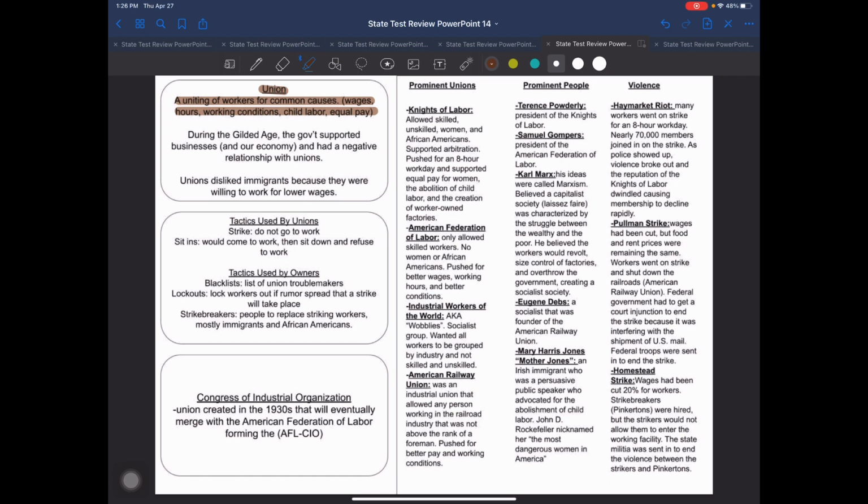And so during the Gilded Age, it's good to note that the government, again, even though they are laissez-faire and hands-off, supported businesses. They believed that their biggest support for businesses was keeping their hands off. But they did not support unions. And the reason they did not support unions, you're going to learn down here with tactics that unions used.